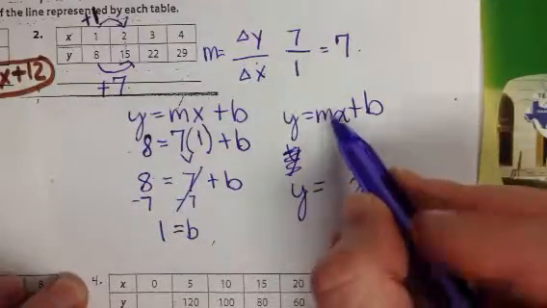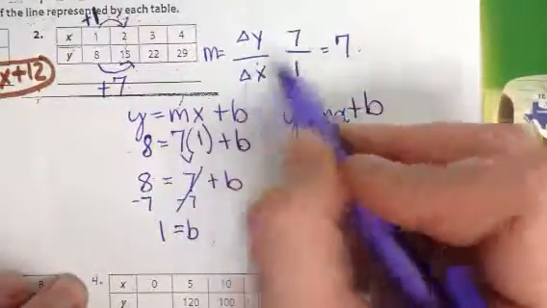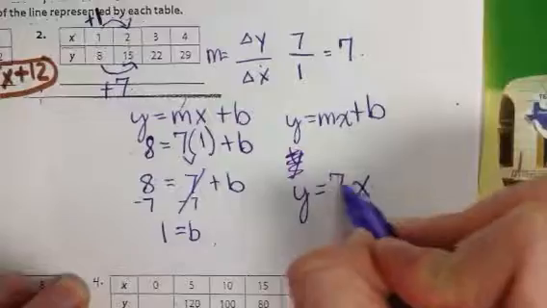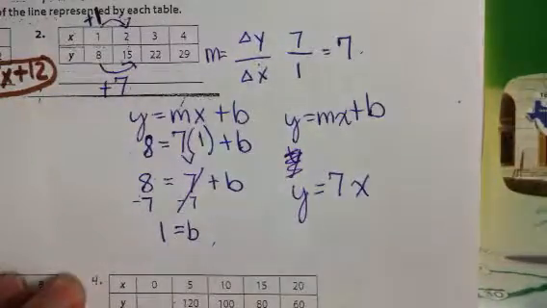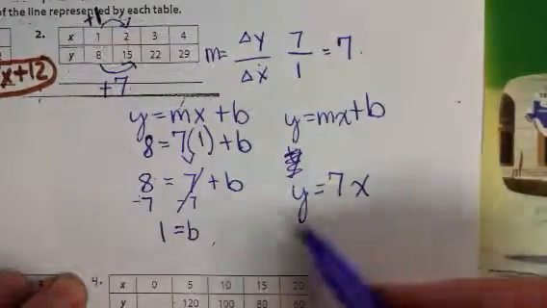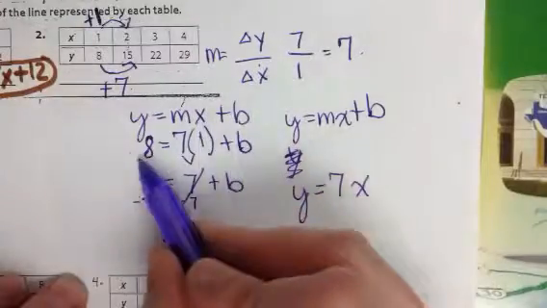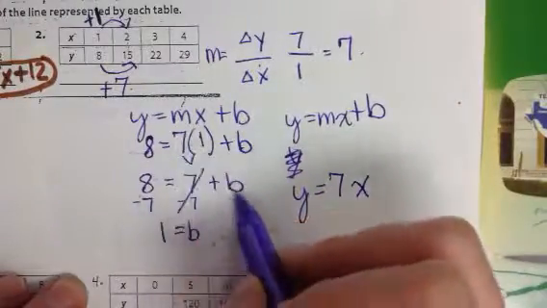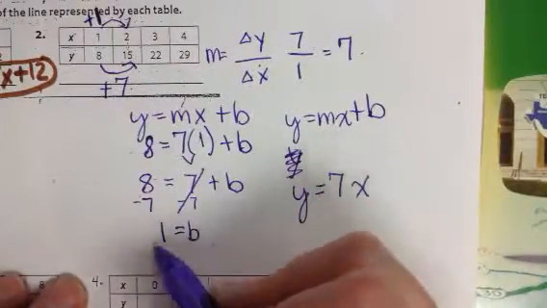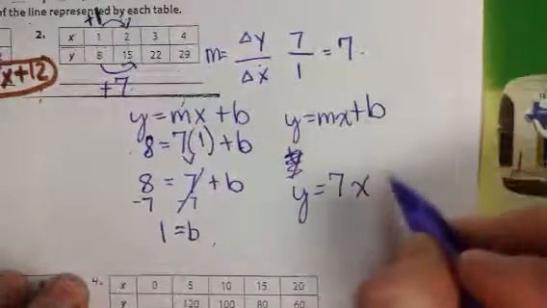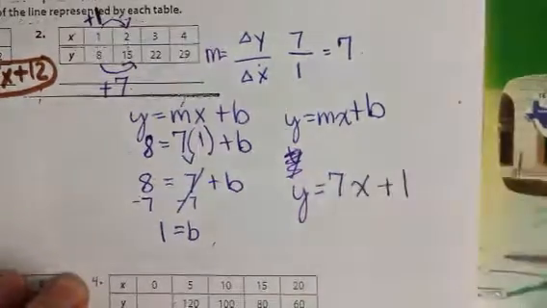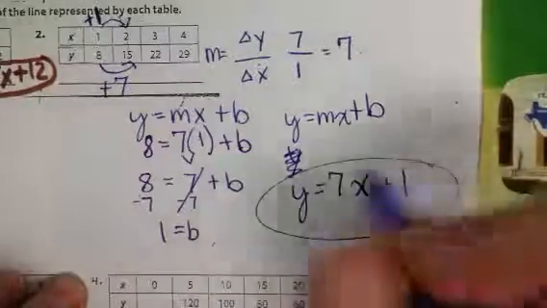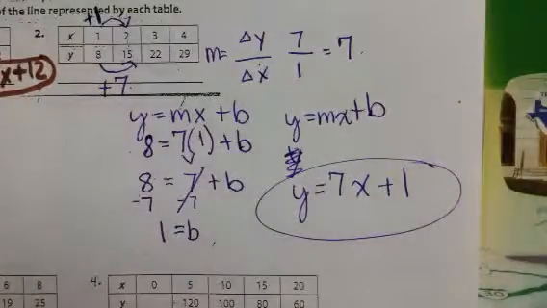For m, I did change in y over change in x, and I got a 7. So I'm substituting a 7 for the variable m. I rewrote out the equation and filled in everything that I could so I can solve it for b, and I got a 1. So I'm going to fill in that the y-intercept was a 1. So this is the equation that represents that table.